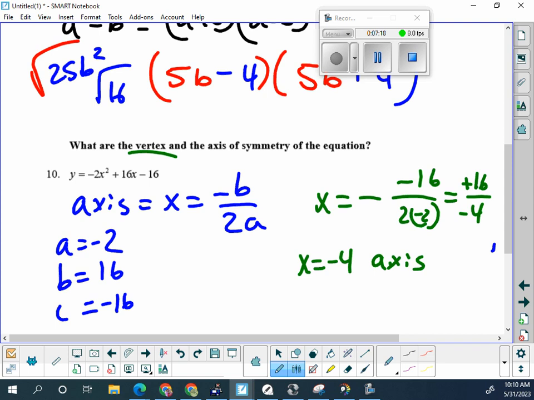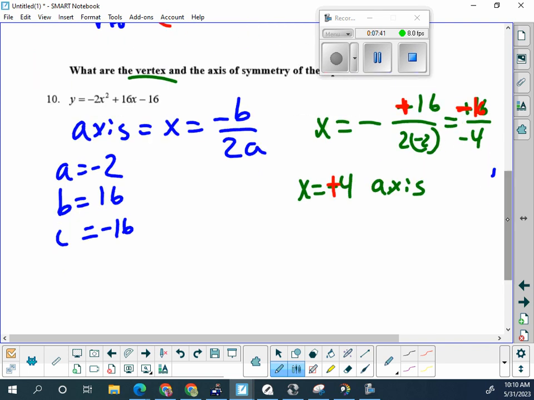Did I make a mistake? Probably did. Oh, my bad. This is not negative 16. This should be positive 16. So it's negative 16 over negative 4. Sorry, that's what happens when you go fast here. It should be positive 4. I apologize for that. I'm going to end this video after this question because we're running out of time.